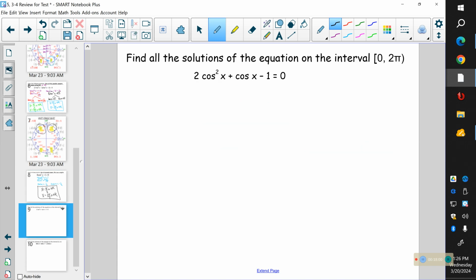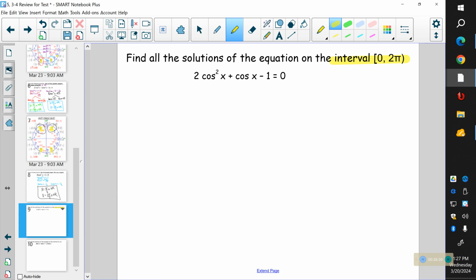This time the directions change and it says I want it just on the interval between 0 and 2 pi. No pi k, no 2 pi k. Do we all understand that? Yes? You got to find them all, just between 0 and 2 pi. So how do I solve this problem?